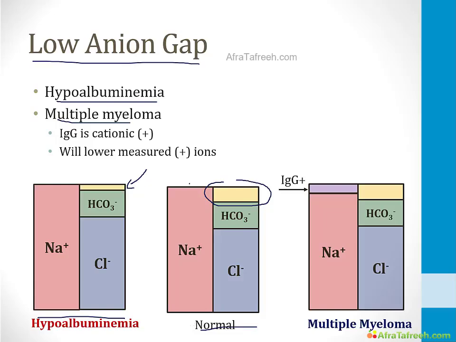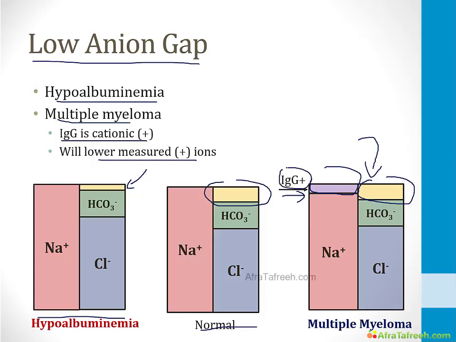What happens in multiple myeloma is that often IgG antibodies are produced and they are cationic, they are positive. So they are going to push sodium ions, which are also positive, out of the plasma. This is going to lower the measured amount of sodium. So if you look at the bottom right side of the screen, this patient has some positive IgG, which has lowered the sodium level. Therefore, even though the anion gap is technically normal, meaning the substances that make up the gap are of normal levels, we're going to calculate a low gap because the sodium level has been slightly lowered by IgG.